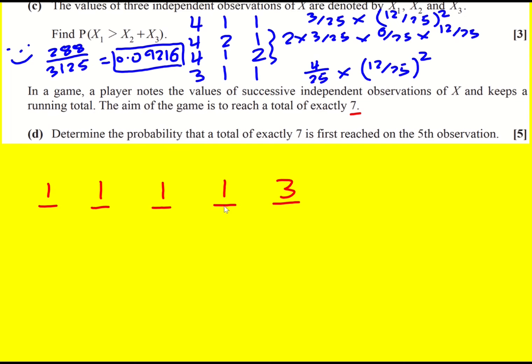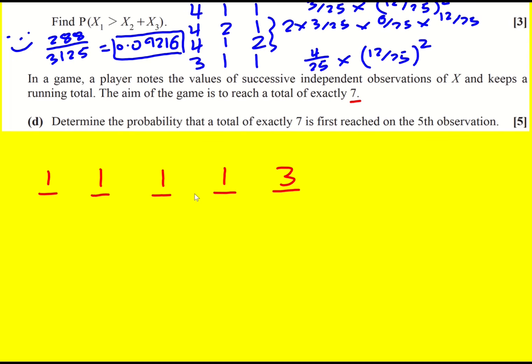Now, what we can think about is how to rearrange this. And maybe I'll do that now before I consider any other ways of getting 7 on the 5th attempt. So it could be that 3 goes first, and then actually the last one will be 1, or 3 could go second, or third, or fourth.